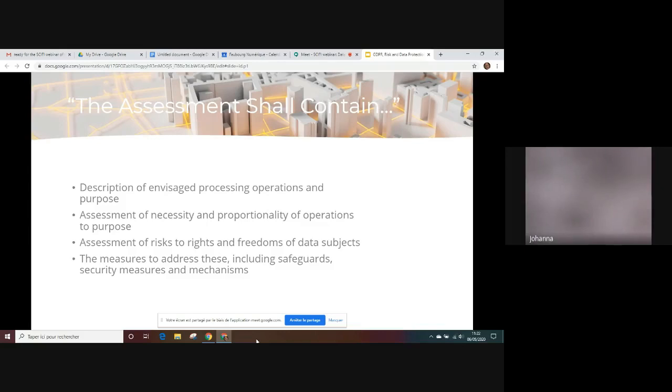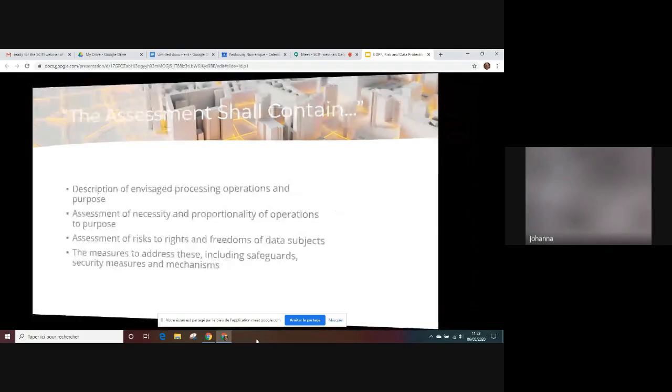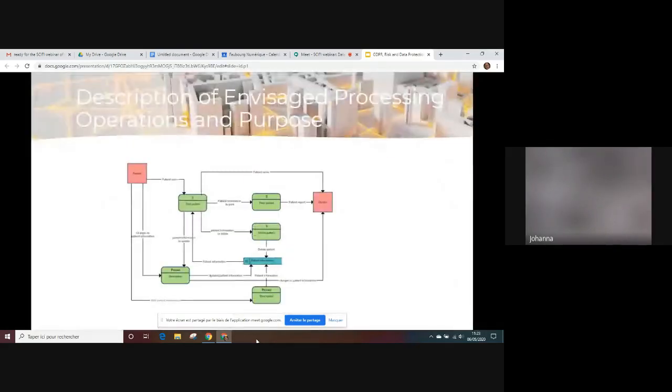We need to describe our operations and purpose. This description can be as simple as a Word doc, but is more often a data flow diagram that explains what the data sources are. These are external entities, where the data is kept, the data stores, the movements of data within and outside the organization, the data flows, and how those engage with one another, which is the data processors. So here you can see, and it's quite small, but it doesn't really matter about the detail, an example of a data flow diagram that describes the envisaged processing operations and purpose.